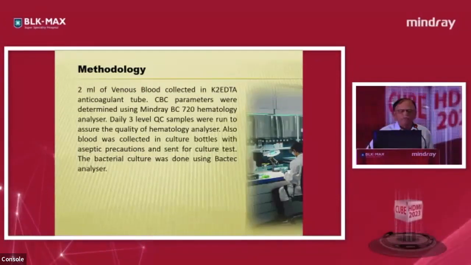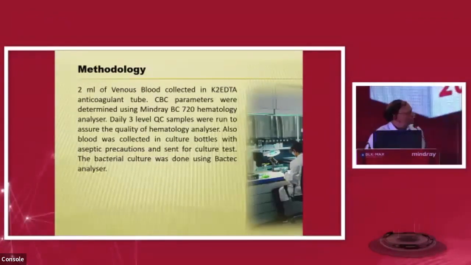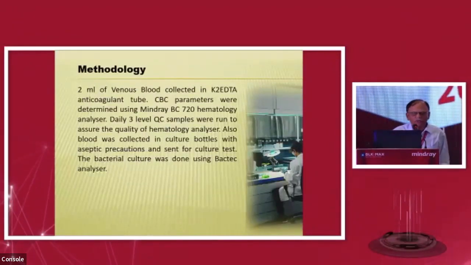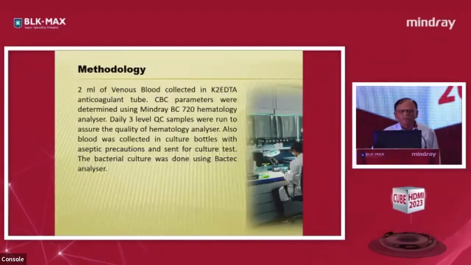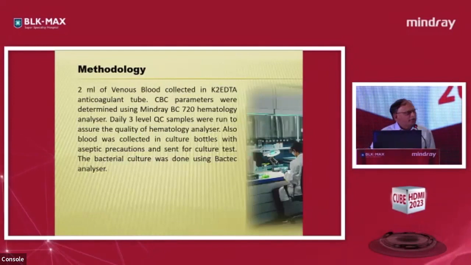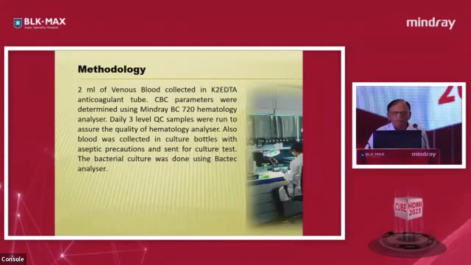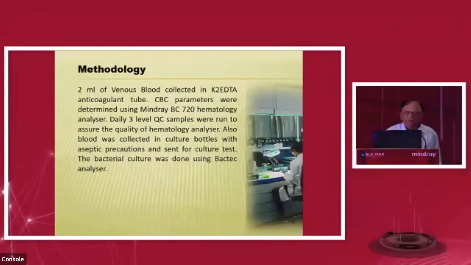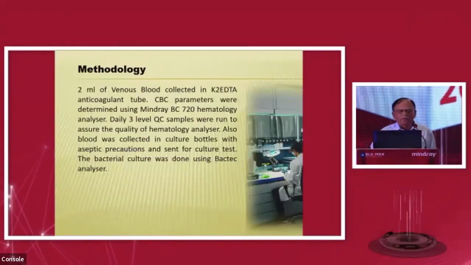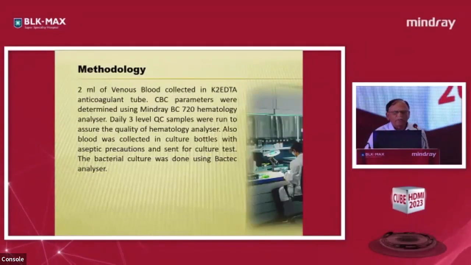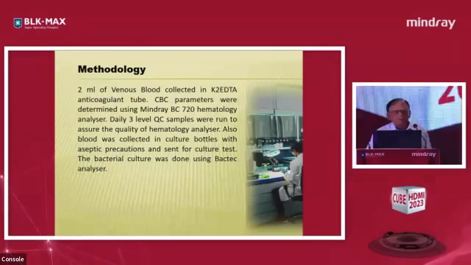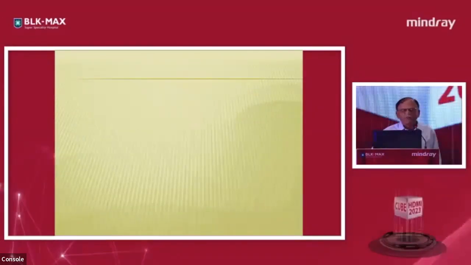Now, the methodology we followed: we collected 2 ml of venous blood in a K2 EDTA anticoagulant tube, and CBC parameters were determined using the Mindray BC720 analyzer, and daily 3-level QC samples were run to assure the quality of the hematology analyzer. Also, blood was collected in culture bottles with aseptic precautions and sent for culture test. The bacterial culture was done using the Bactec analyzer.